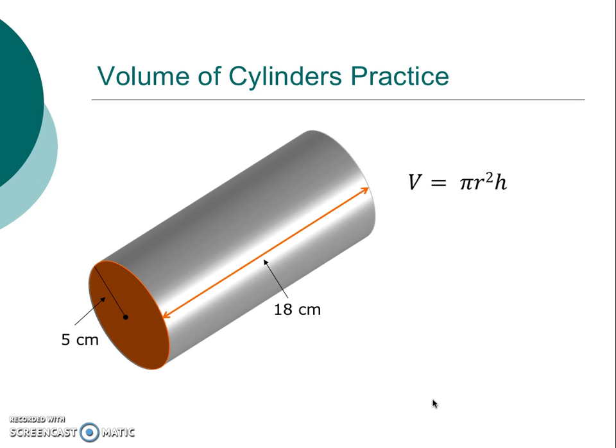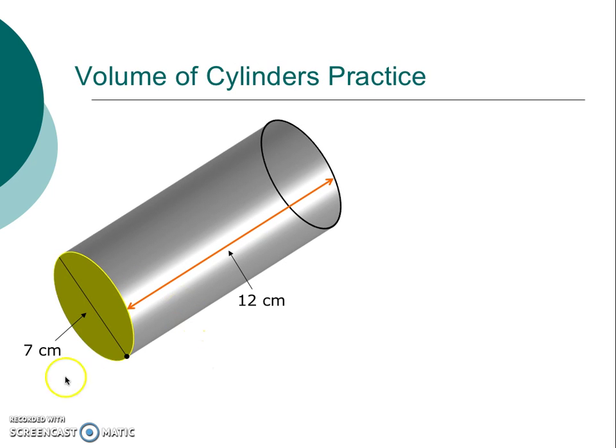Here, I'm going to use my volume equals pi r squared times the height. I have a radius of 5, a height of 18. I'm going to plug those two numbers in. Volume equals pi times 5 squared times 18, and I get roughly 1,413.72 cubic centimeters, or centimeters cubed.